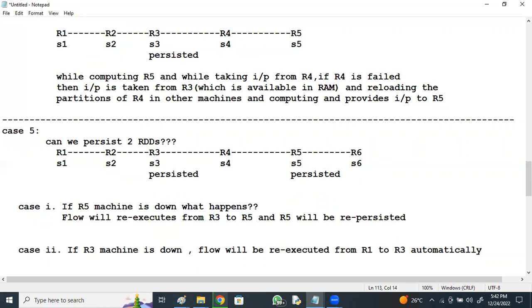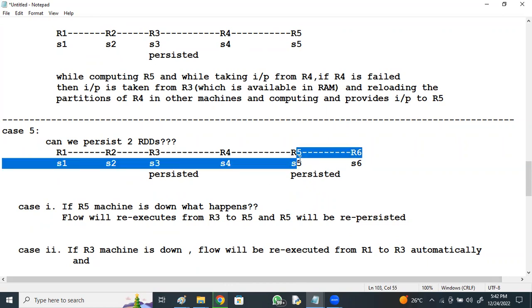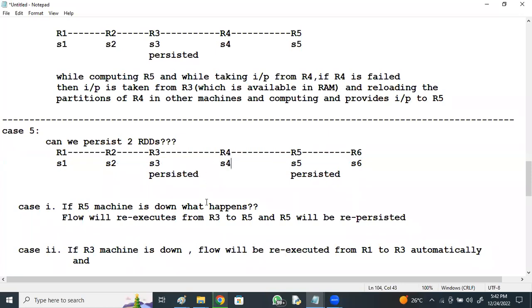But sir, it will differ now. What? We are working on R6 and we have the output of R5. Then we don't need a persisted RDD like R3. So here R5 is persisted.